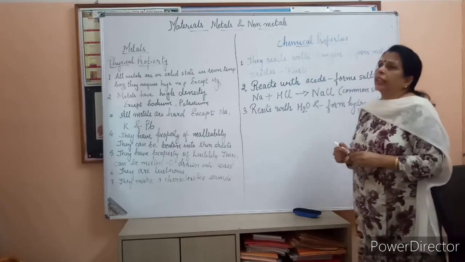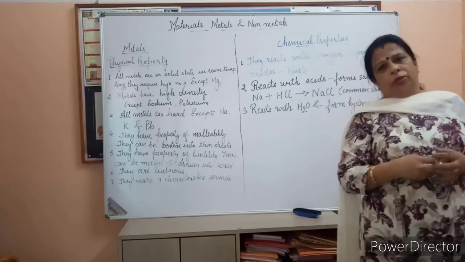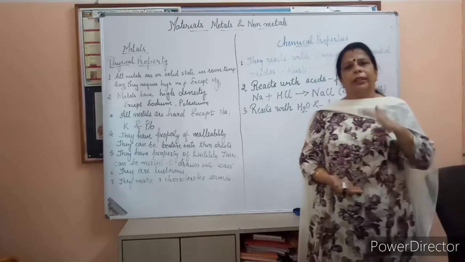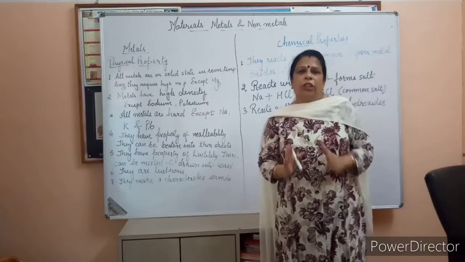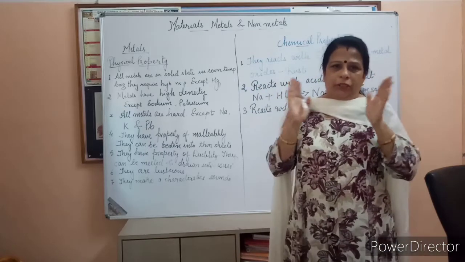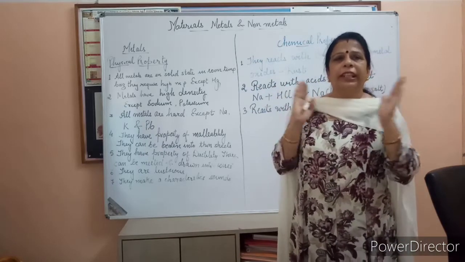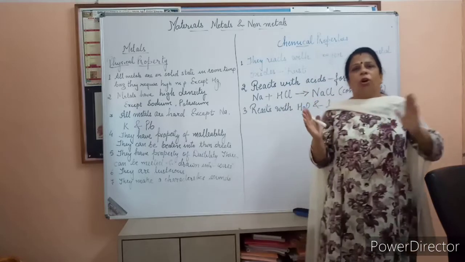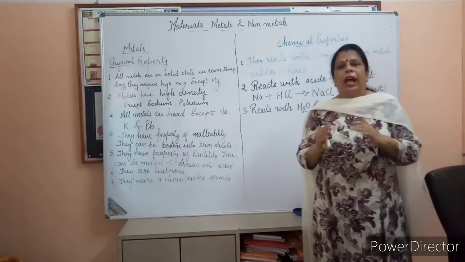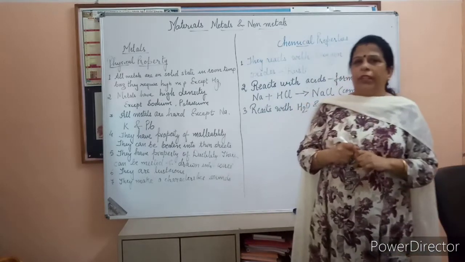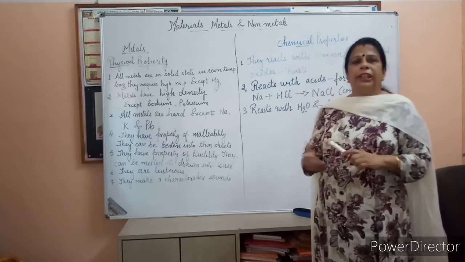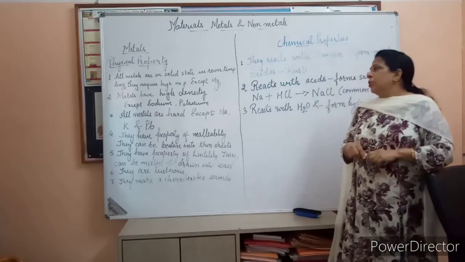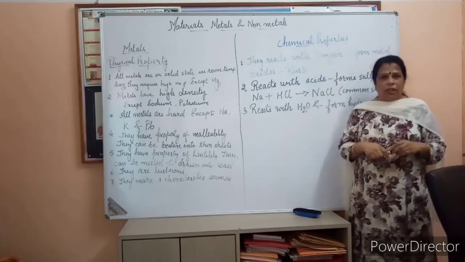Same as if we take the example of copper jugs. When your mother fills a copper jug and keeps it for a night, in the morning you see that the outer side of the jug gets covered with a greenish layer. Why? Because copper hydroxide is formed, and because of that its original shininess goes. Okay. So these were the chemical properties of metals.